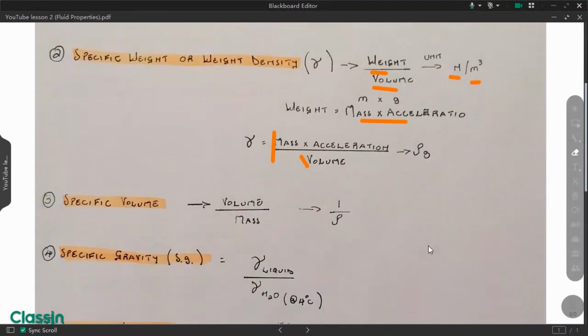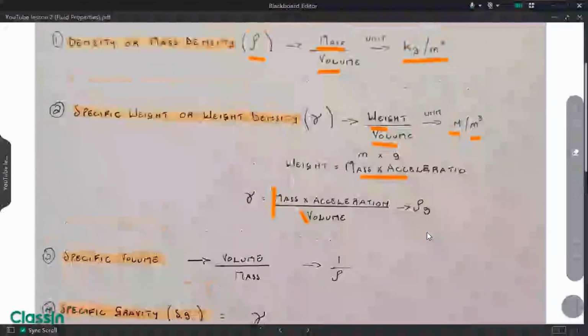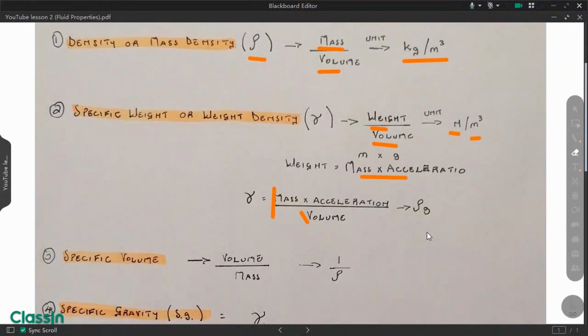We also have what you call a specific volume. A specific volume is a ratio of volume per unit mass. So it's the inverse of density. It's 1 over density, volume over mass. Remember, density is mass over volume.